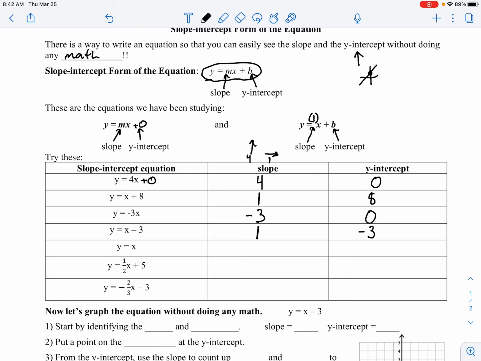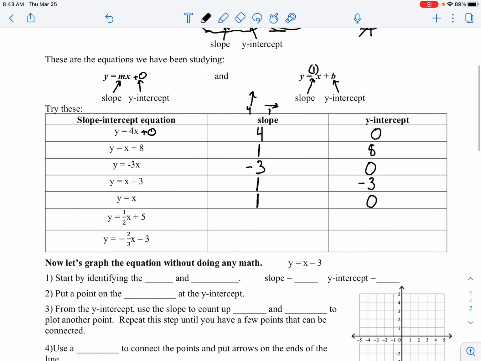Y equals x. A lot of people get confused when they see this one, dealing with tables and whatnot, but just think of it in that y equals mx plus b format. So out in front of that x is once again an invisible 1. And do we have a b going on there? Well, we're not adding or taking away anything, so our b, our y-intercept, is actually 0.